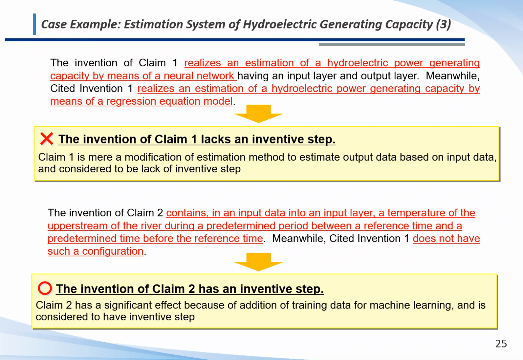Therefore, it is not common general technical knowledge that there is a correlation between a temperature and a hydroelectric power generating capacity. And, in the invention of Claim 2, it is indicated that the use of the upper stream temperature enables a highly accurate estimation of a hydroelectric power generating capacity. It is a significant effect that a person skilled in the art cannot expect from cited invention 1. In conclusion, the invention of Claim 2 is determined to have an inventive step.